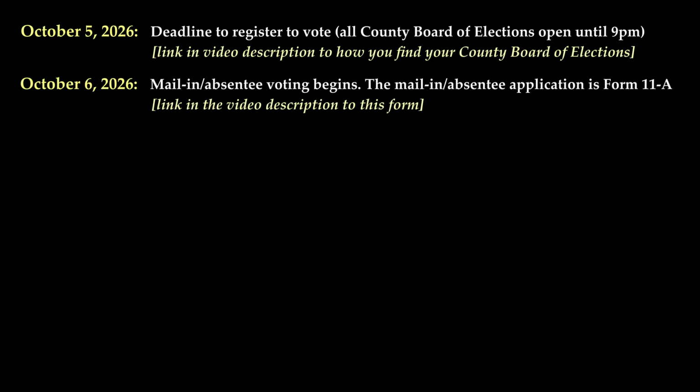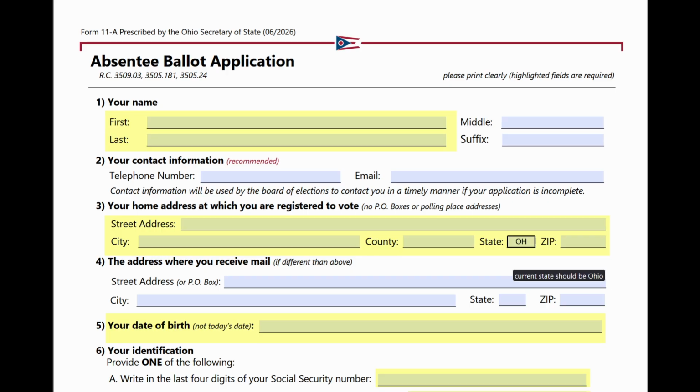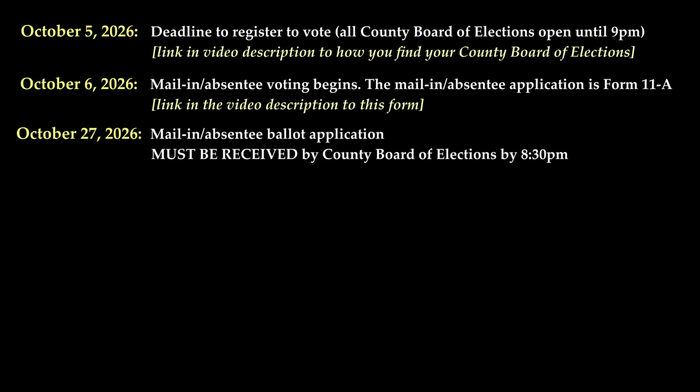The very next day, October 6th, is when mail-in voting begins. So the mail-in voting application is Form 11A, which you can see here, and I will have a link to it in the video description so you can fill out your mail-in voting application all by yourself. And so that Form 11A, which is your mail-in application to vote by mail, that must be received by your county board of elections by 8:30 p.m.